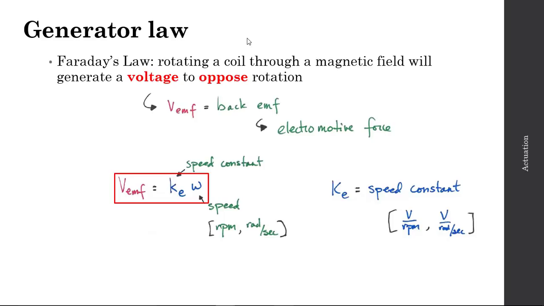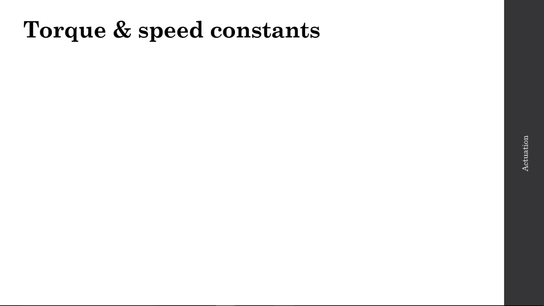This equation, then, is defining our generator law. And this is the general principle used for electrical generators, right? They're basically DC motors used in reverse. So we've gone through the math and we've ended up with these two constants, this torque constant and a speed constant, KT and KE. And so now let's take a look at how these two constants are related.